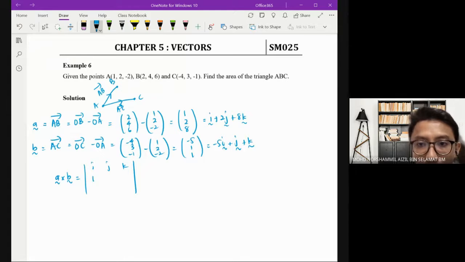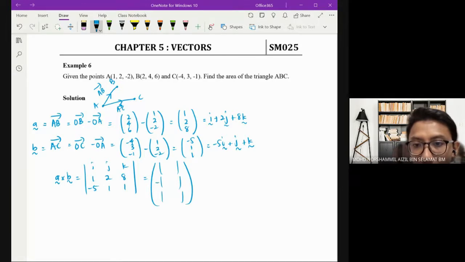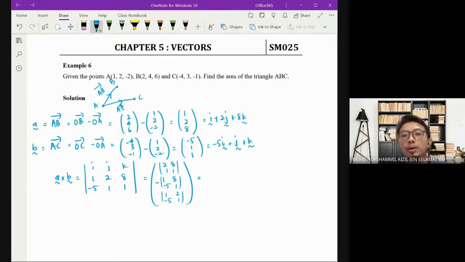So A is 1, 2, 8. B is minus 5, 1, 1. So let's calculate. Only the middle minor will be negative, the others positive. So fill in the blanks. The top is for i, so eliminate the row and column for i: 2, 8, 1, 1. For j, eliminate the row and column for j: 1, 8, minus 5, 1. Eliminate the row and column for k: 1, 2, minus 5, 1. So only the middle part has a minus inside the bracket for the calculation.